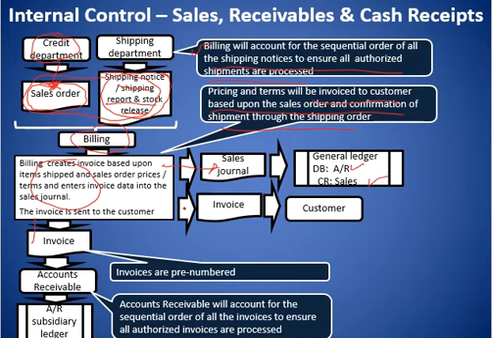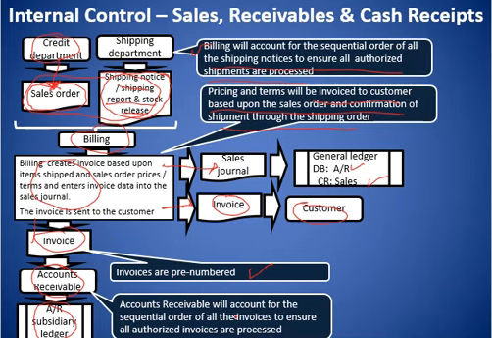Now, a copy of the invoice also then is going to be sent to the customer, and another copy of the invoice is going to be sent on to the accounts receivable department, who then are going to post that individual invoice to the accounts receivable subsidiary ledger. And again, the invoice documents are pre-numbered, meaning that we have control over and accounting for each document.